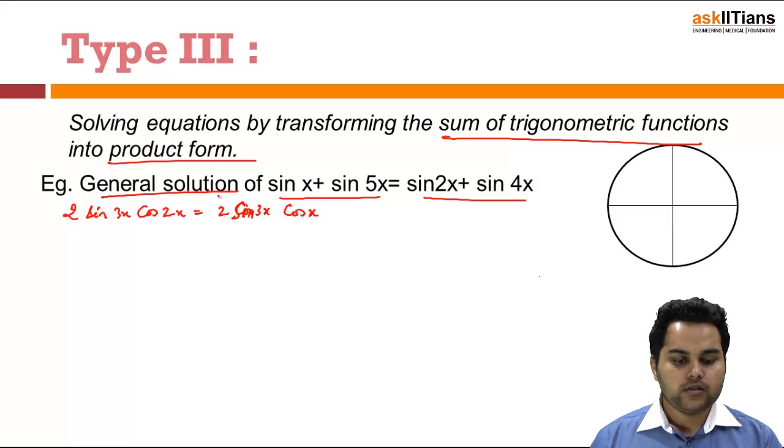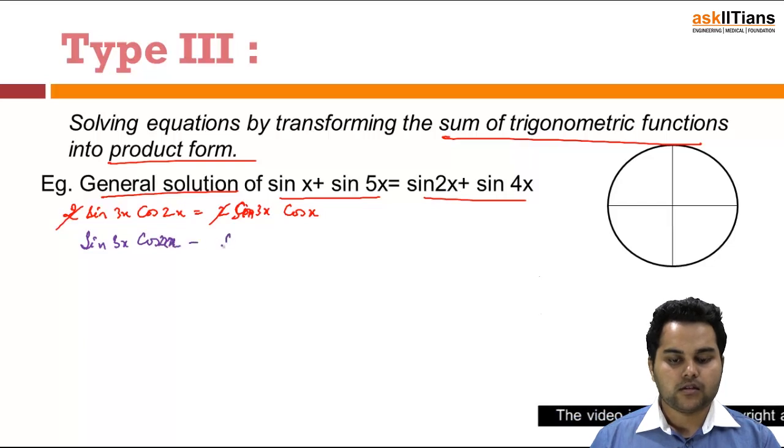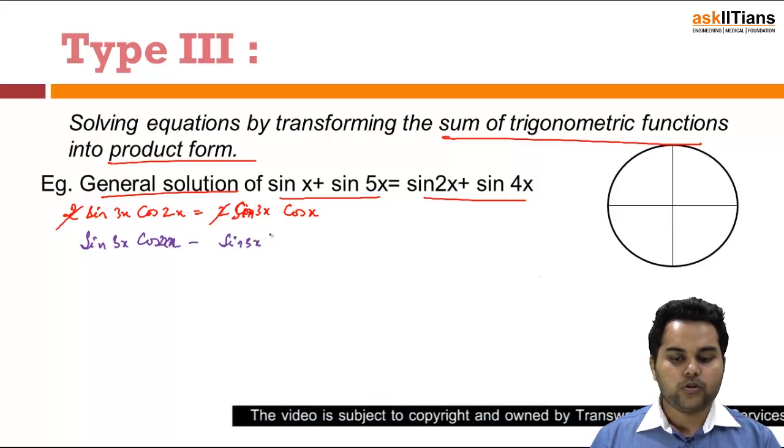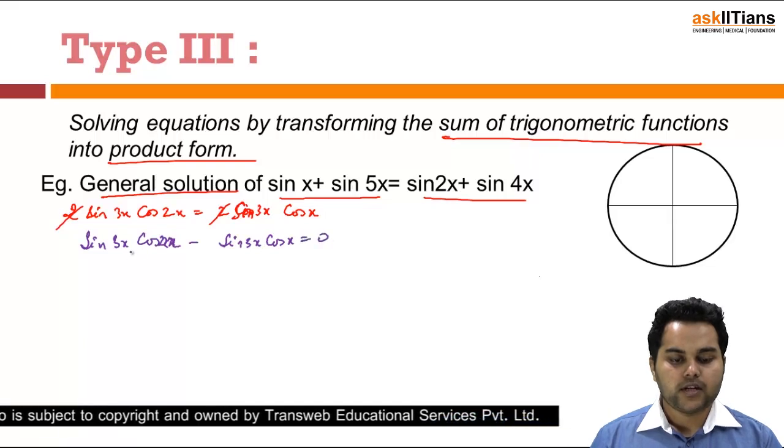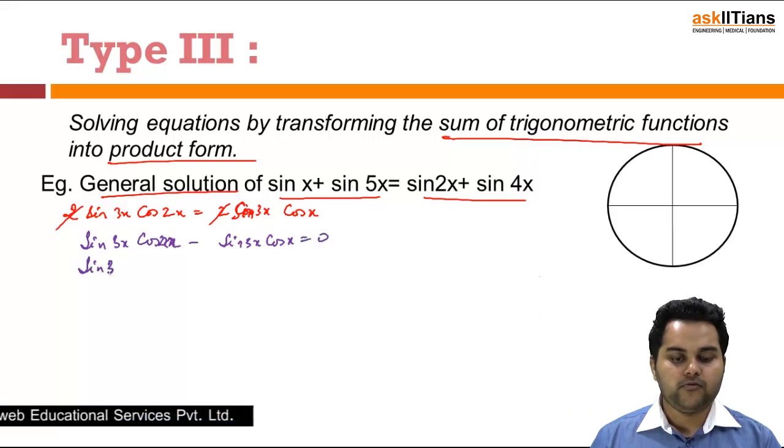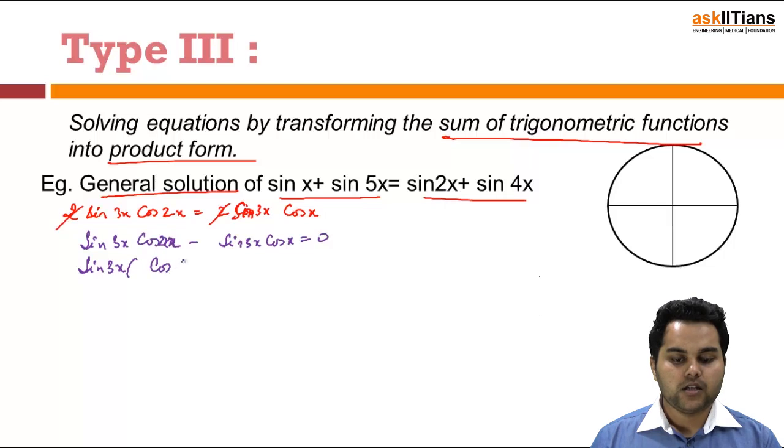2 would cancel out and I will get sin of 3x cos of 2x minus sin 3x into cos of x is equal to 0 by transposing. Now sin 3x will be taken common, which would leave behind cos of 2x minus cos of x is equal to 0. So one of the factors has to be equal to 0, so either sin 3x is 0 or cos 2x is equal to cos of x.